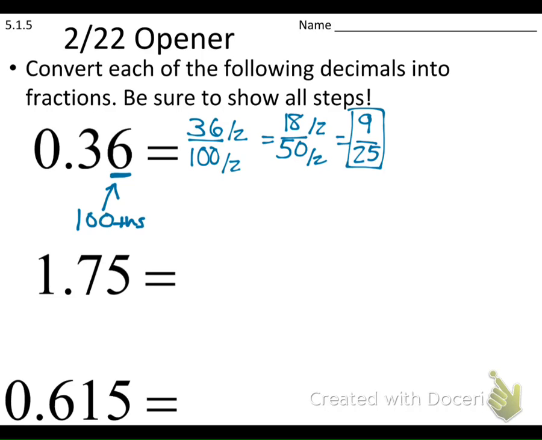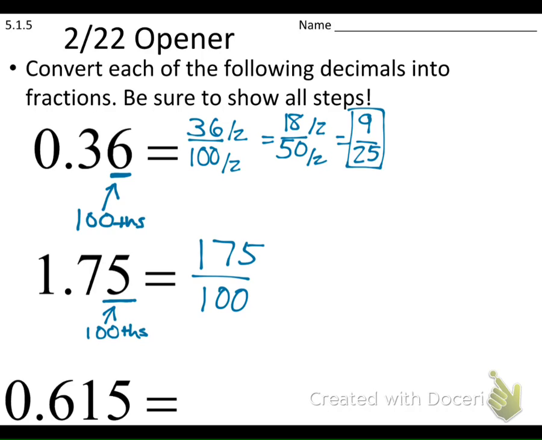Alright, for the next one, we have to figure out the place value of the last digit. Danielle, can you tell me what the place value is of that 5? 100. Nice. Hundredths. And then, Cody, what does my fraction look like? 175 over 100. You said 175? Yep. Nice. 175 over 100 because we took the decimal without the decimal point, and we took the place value as the denominator. And then we can definitely reduce that, right? By 2 or 5.